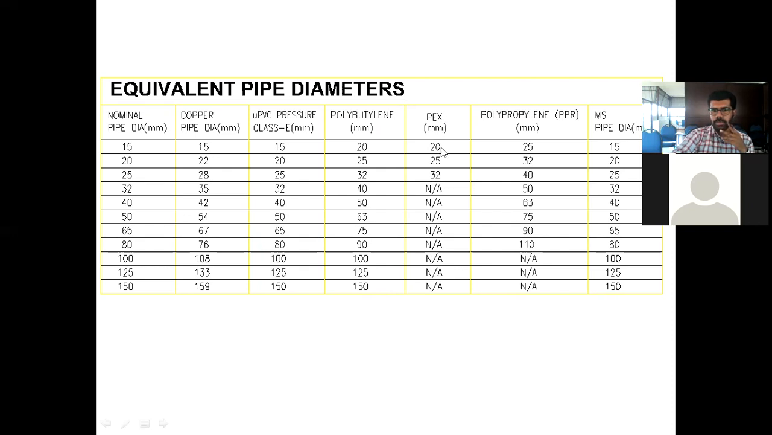Then cross-link pipes, you have only 20, 25, and 32. The rest is not available. Polypropylene pipes, you have 25, 32, 40, 50, 63, and 75 till 110. The rest is not available. Then MS pipe, normal pipe dimensions is given. So these are the equivalent pipe diameters.